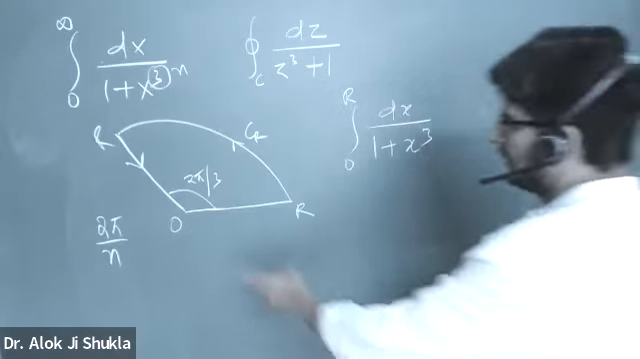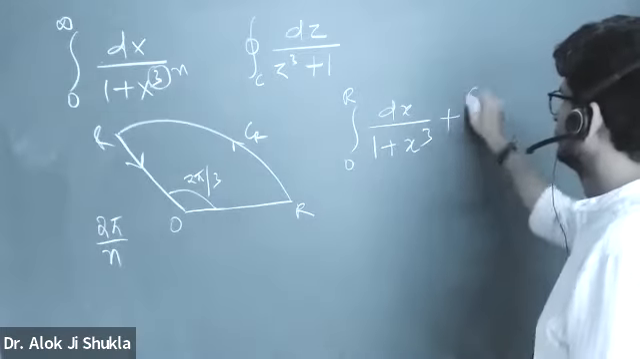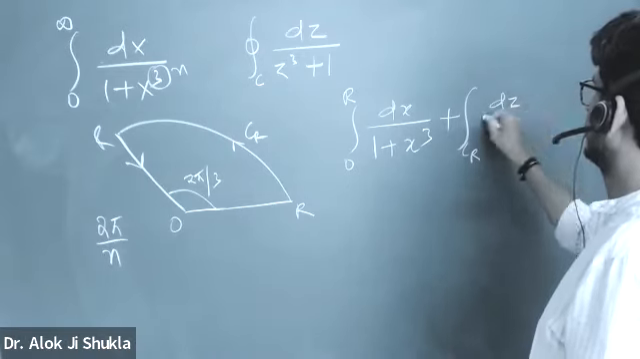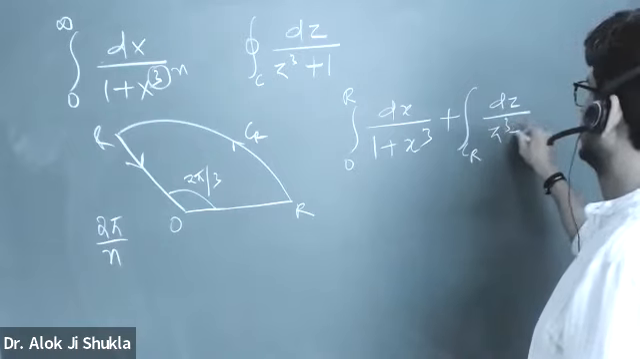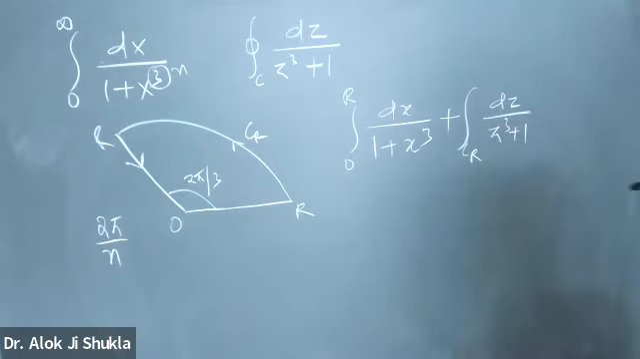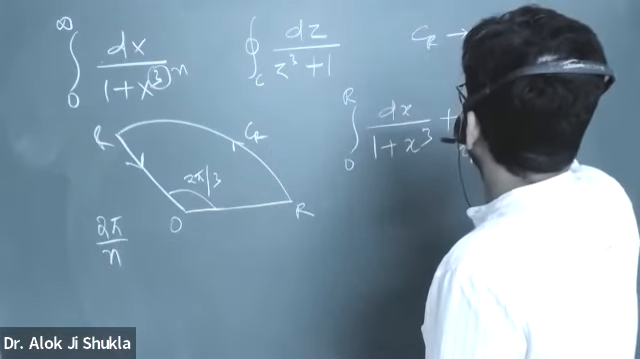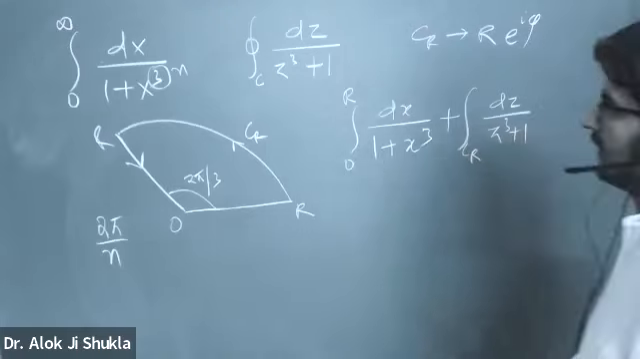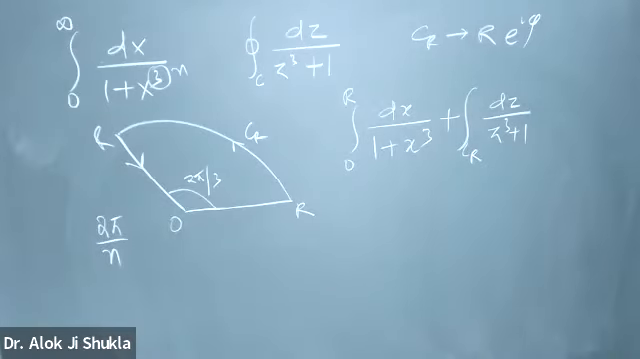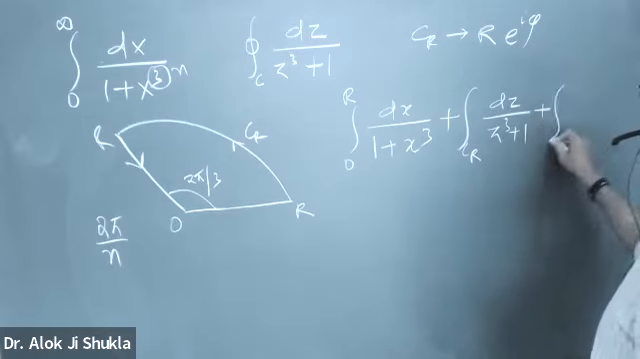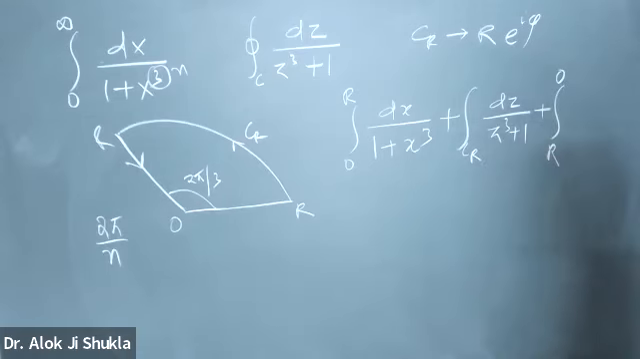When you come from here to here, then integral over CR of dz upon z cube plus 1. And you can say what will be the CR? It will have z equal to R e to the power i phi. Okay? And when you take this one, it will become integral R to 0.